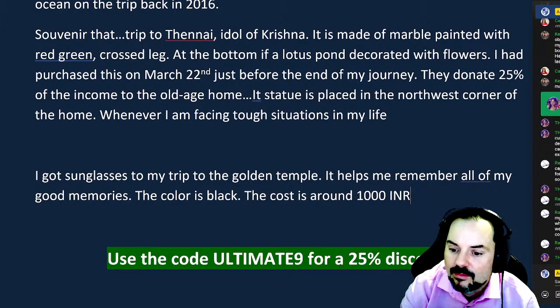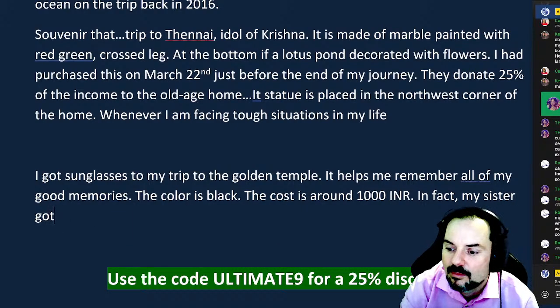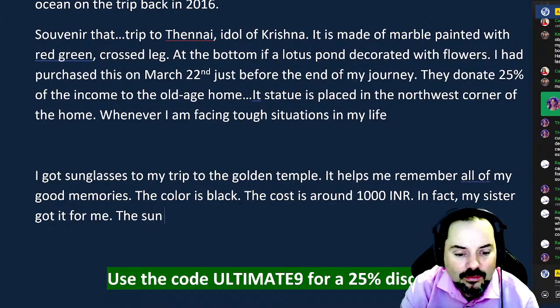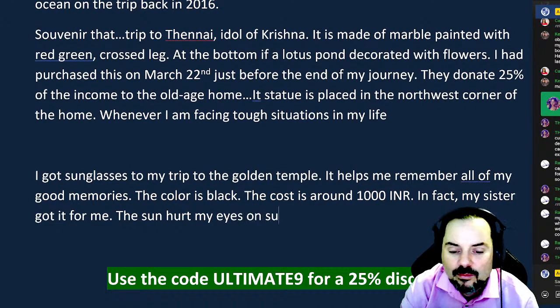The big reason for these glasses is that the sun hurts my eyes a lot on sunny days, and nowadays whenever it is sunny out, I wear these glasses to protect my eyes, and it was very useful for me in the summers.